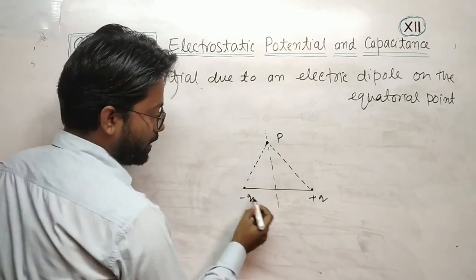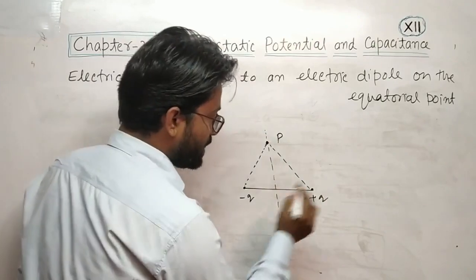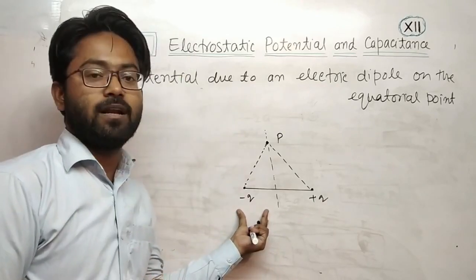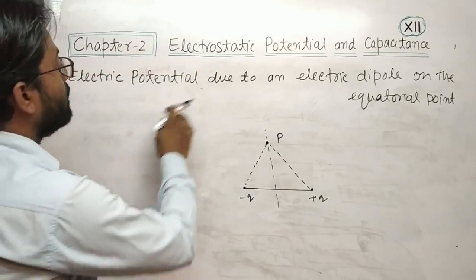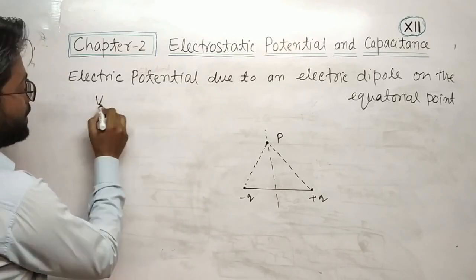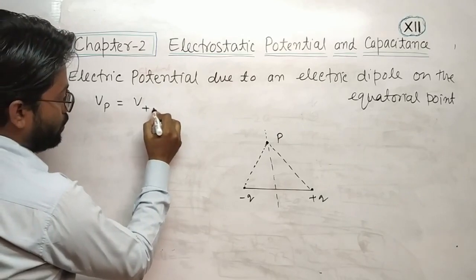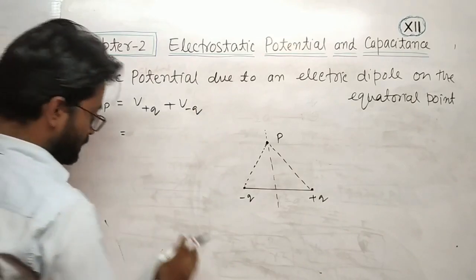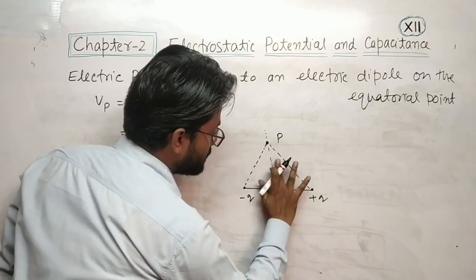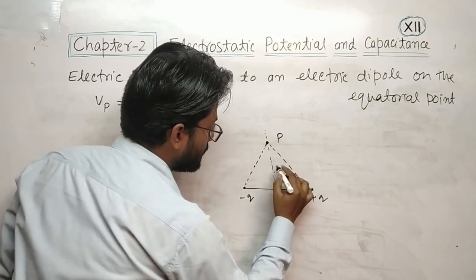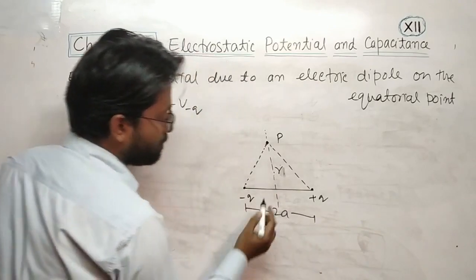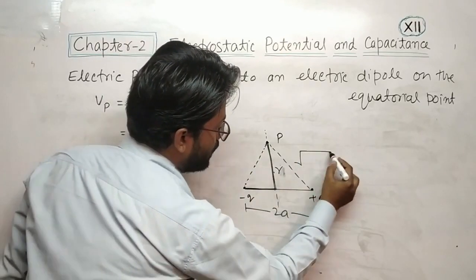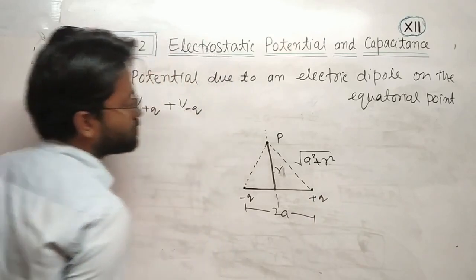That means potential due to the negative charge and by the positive charge, because electrostatic potential is a scalar quantity. That means we need to do an algebraic summation, so potential at point P will be equal to potential due to positive charge plus potential due to negative charge. Let us suppose this distance is R, and this distance is 2a, so this distance is A and this is R, and the hypotenuse will be equal to under root A square plus R square.